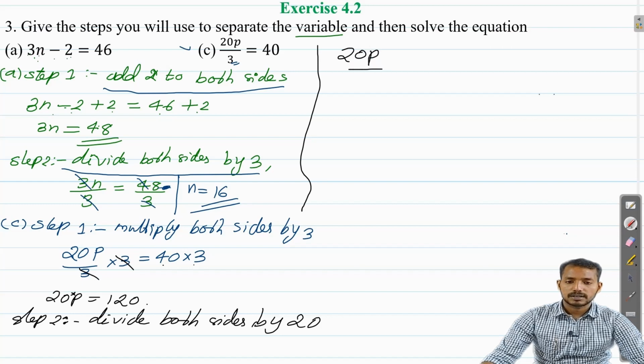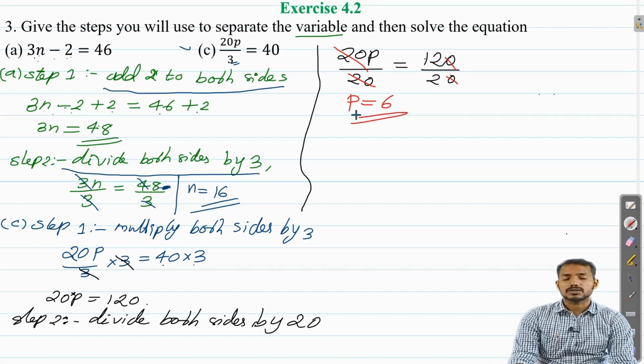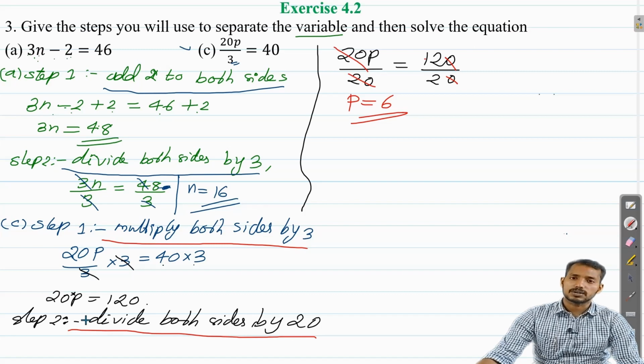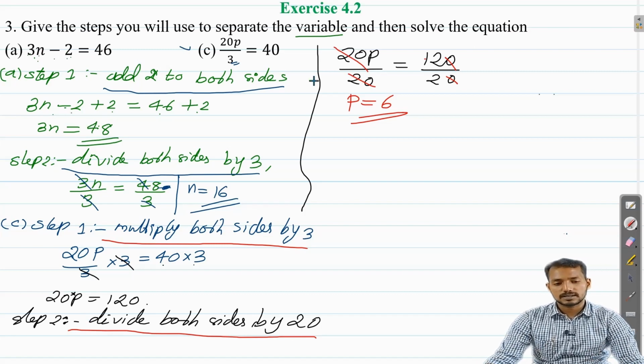20p divided by 20 is equal to 120 divided by 20. So 20 by 20 is cancelled, only p remains, and 12 divided by 2 is equal to 6. So p is equal to 6 is the solution, and these are the two steps we have done to solve this equation. Clear? Okay, now let's move to the last equation from this exercise.